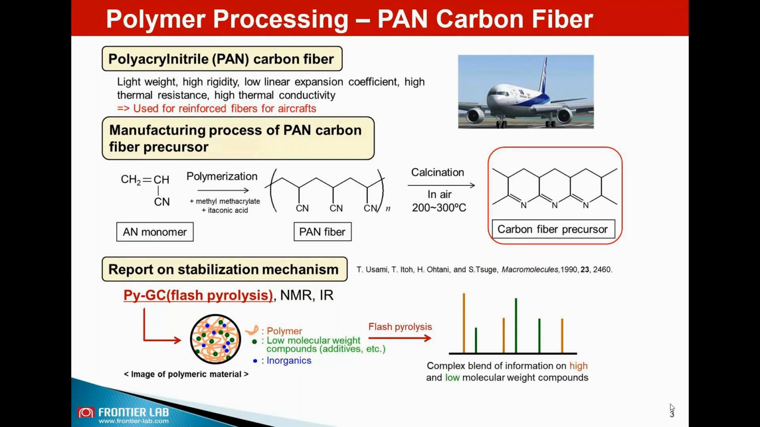If you look at the manufacturing process of this PAN carbon fiber precursor, it starts from the monomer acrylonitrile, which goes through polymerization to form the PAN fiber. Then it goes to the second stage, calcination, which leads to the carbon fiber precursor, used like reinforced fibers for aircraft building.